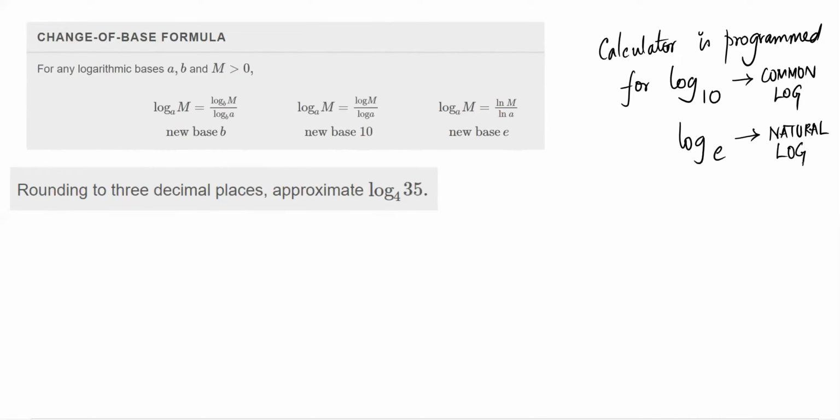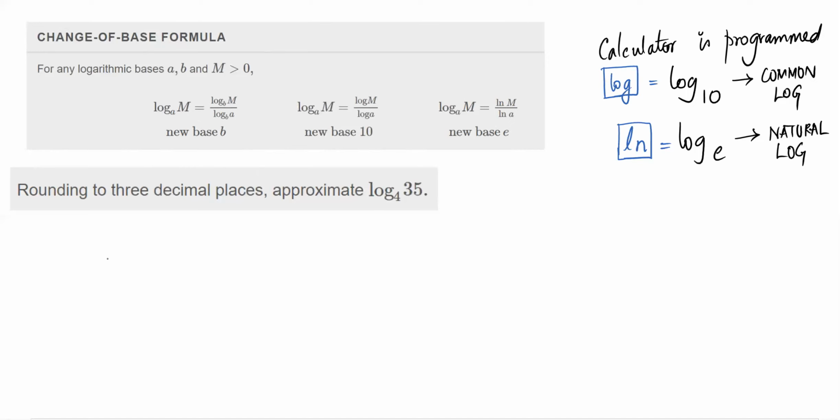Now, because of this limitation, if you have any other base, you cannot use the calculator. But this change of base formula takes care of that. The formula is so simple and so practical to use. What it says is, if you have log m to the base a, just separate them to whatever base you want as log m over log a. So if you want the base 10, you can switch both the numerator and the denominator to that base 10. If you want it to be base e, then log to the base e is written as ln. And if you want a different base, then you could use log m to that base.